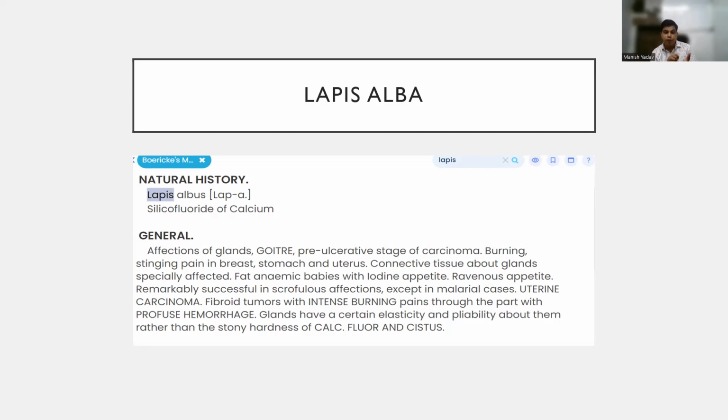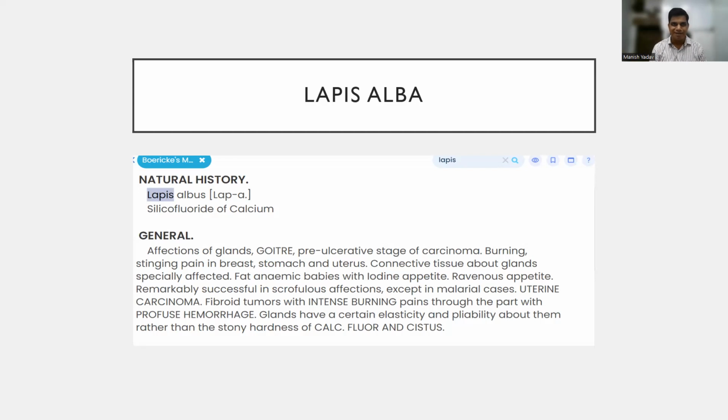Like here it says fibroid tumors with, means the concomitant symptom is what? Intense burning. It is given in bold. It's very important. A lady comes with fibroid tumor with intense burning. As we read earlier in general, burning, you find burning everywhere, breast, stomach, uterus. Like, triads of burning we have, phosphorus, sulfur, arsenic. It has got fibroid tumor with burning pains through part with profuse hemorrhage. So profuse hemorrhage, internal burning like phosphorus, and then tumor.